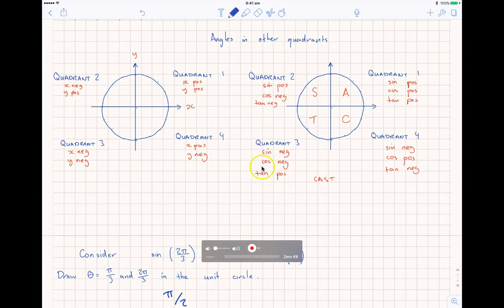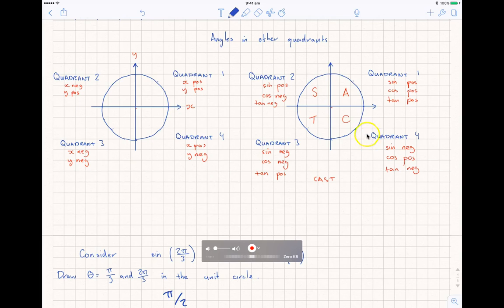Similar arguments mean that we have sine negative, cos negative, tan positive, because negative divided by negative gives you a positive. Then sine negative, cos positive, and tan negative. So a way to remember that without trying to work that out each time, we use an acronym CAST.